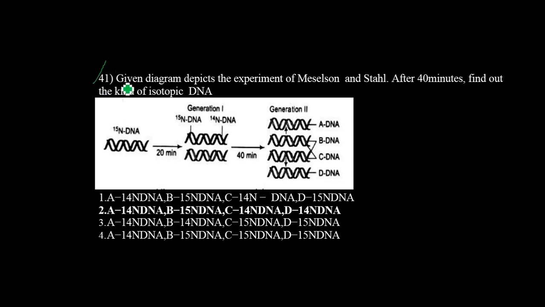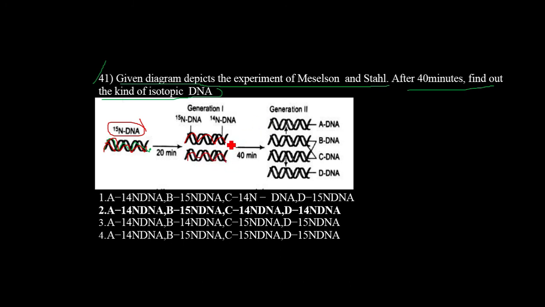Next, question number 41. The given diagram depicts the experiment of Meselson and Stahl. After 40 minutes, find out the kind of isotope DNA. See, after 40 minutes... this is N15, N15. I will make it red color, easily visible. Both are N15. But after 20 minutes, one replication will be complete. One DNA is N15, another DNA is N14 in each strand.